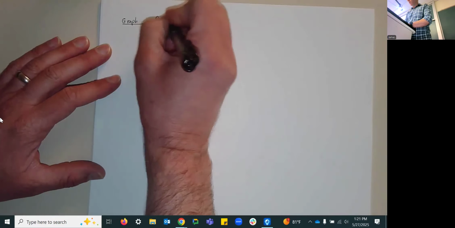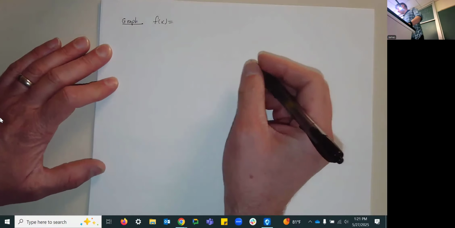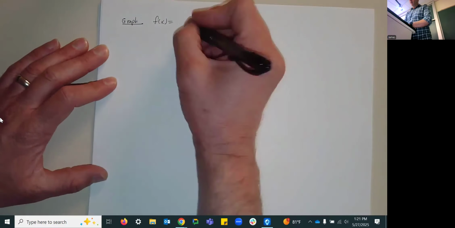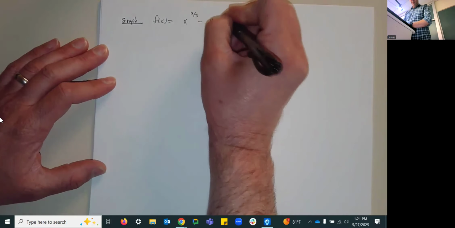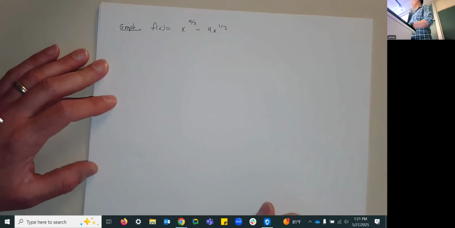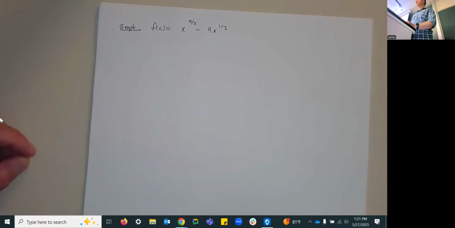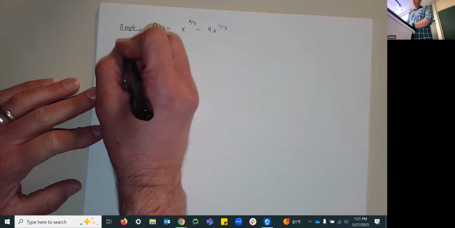So let's look at this function. We're going to graph f of x equal to x to the 4/3 minus 4x to the 1/3. I'll point out this is not a polynomial. We do not have integer powers of x, so we have to be a little bit more on the lookout for things here. So let's find the intercepts.